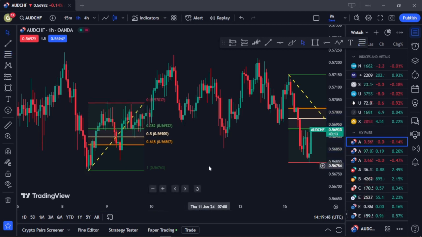So note the difference. If the market is trading downwards, you draw it from your previous highest point to the lowest point. And if the market is trading upwards, you draw it from your lowest point to the highest point and then wait for the market to pull back before you place any sort of order.